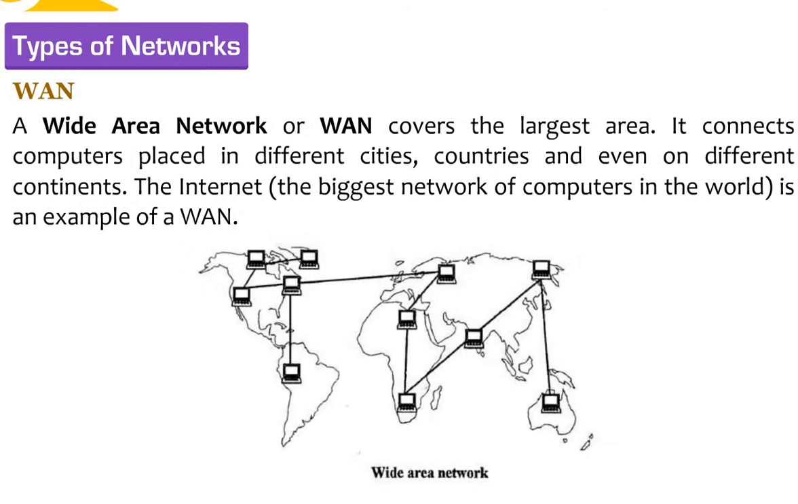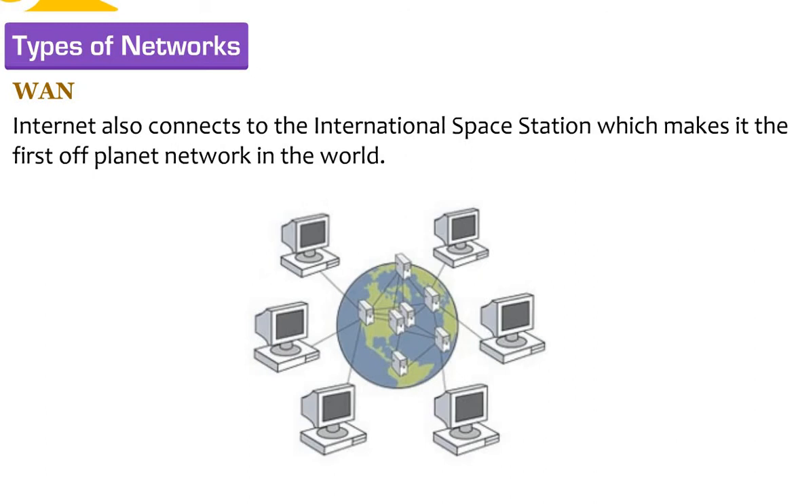WAN. A wide area network or WAN covers the largest area. It connects computers placed in different cities, countries, and even on different continents. The Internet, the biggest network of computers in the world, is an example of a WAN. The Internet also connects to the International Space Station, which makes it the first off-planet network in the world.